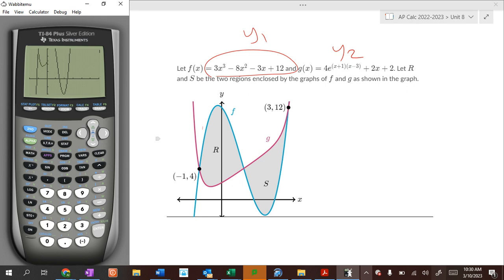So I'm going to have to readjust my window, obviously, because these cross at -1, 4, and 3, 12. So my x's are fine. It's just my y's. I need to go up farther on my window. So my y max, let's make 14. So now we see the graph, kind of how it looks.